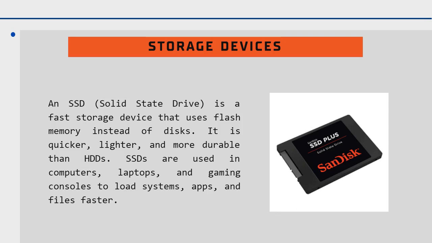An SSD or solid state drive is a fast storage device that uses flash memory instead of a spinning disk. It is quicker, lighter and more durable than a hard disk drive. SSDs are used in computers, laptops and gaming consoles to load the system, application and files much faster.